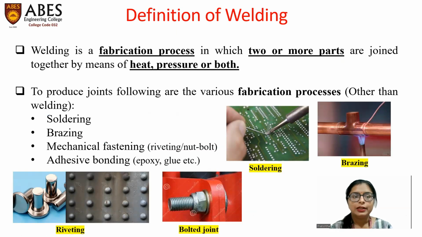So how do you define welding? Welding is a fabrication process in which two or more parts are joined together by means of heat, pressure or both. This is a very general and simple definition of welding. In a variety of books you will find very complicated and complex definitions.